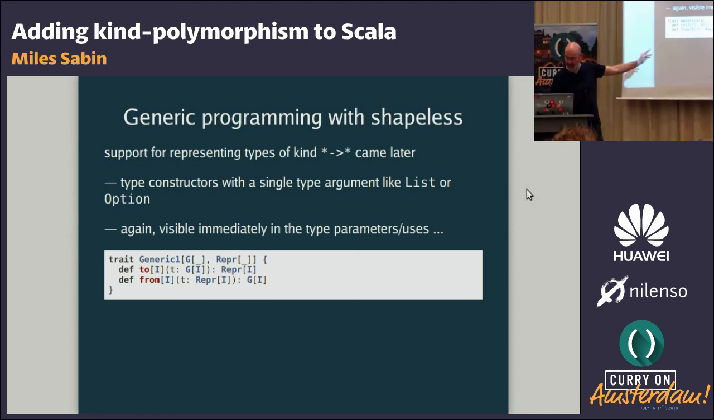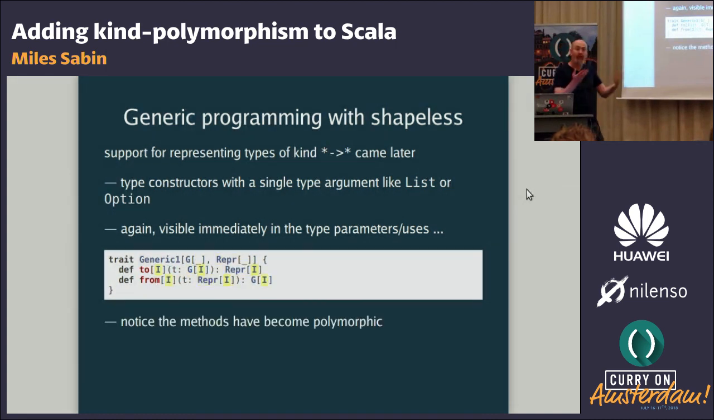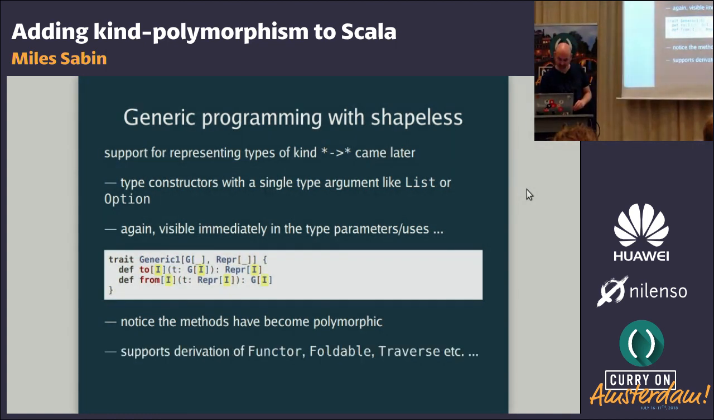And here you can see, again, from the syntactic form of the type argument for the ADT and also the representation type, that now we have a different kind. Here our ADT is of kind star arrow star, as is the representation type, and the to and from methods that take us into and out of the generic representation now become polymorphic as well. So we can do lots of interesting things with this.